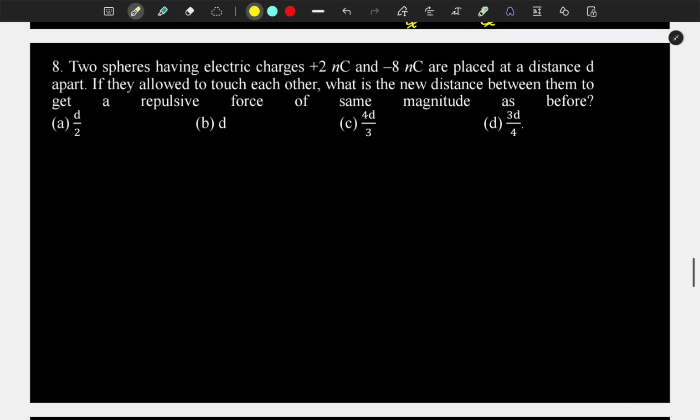So two spheres having electric charges 2 nanocoulomb and minus 8 nanocoulomb are placed at a distance small d apart. If they are allowed to touch each other, what is the new distance between them to get the repulsive force of the same magnitude as before? So let me consider two spheres having charges q1, q2 separated by distance r.